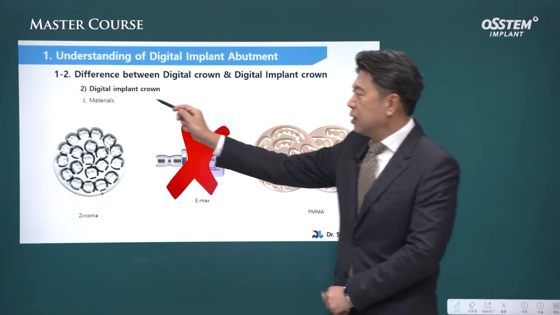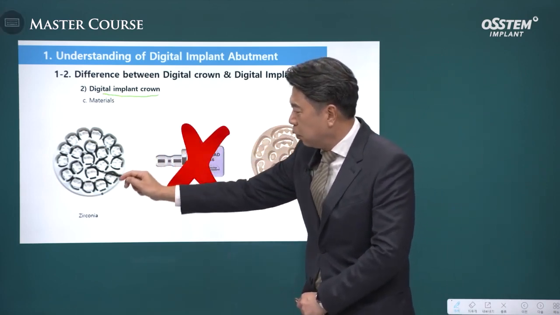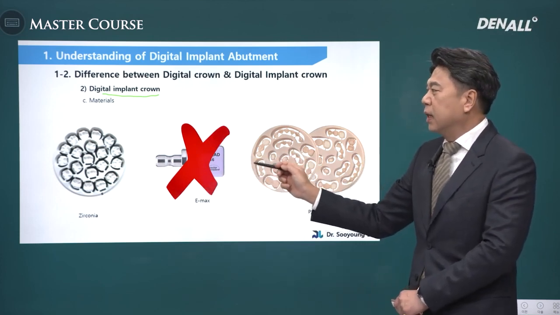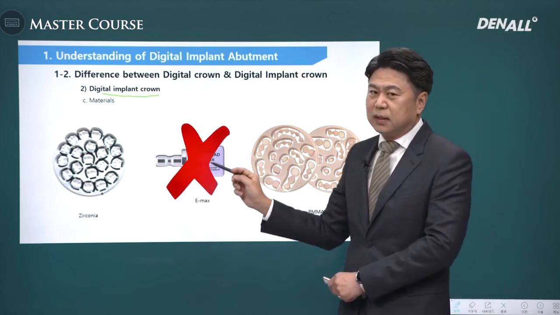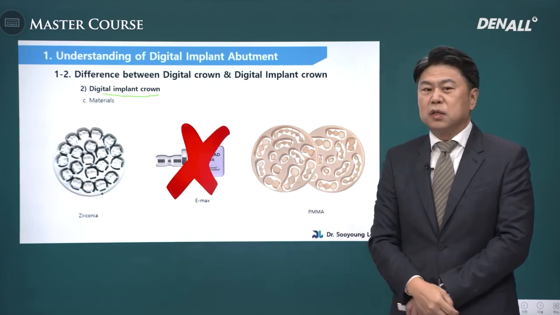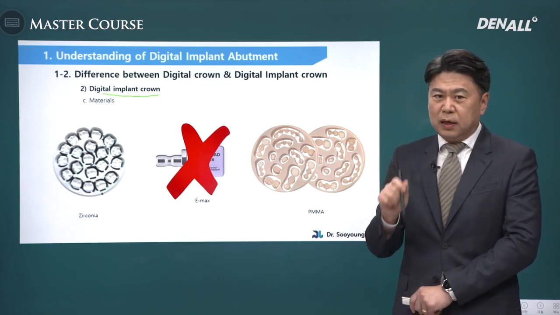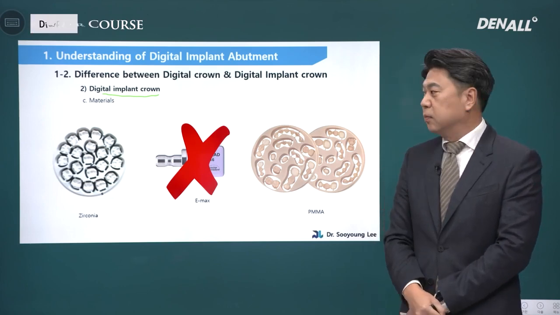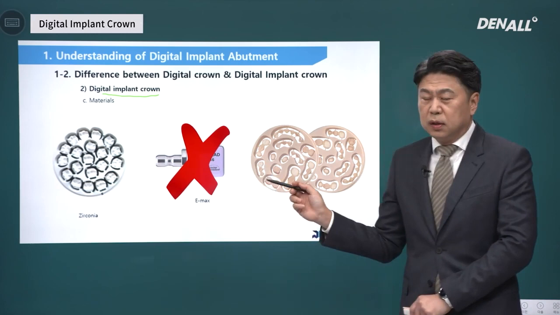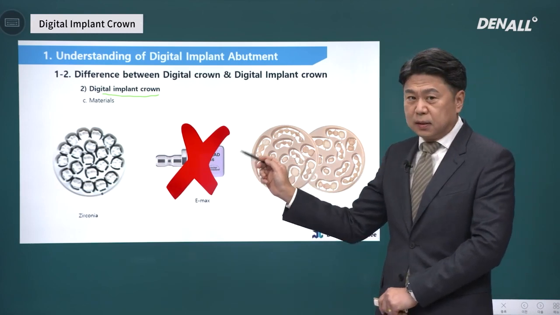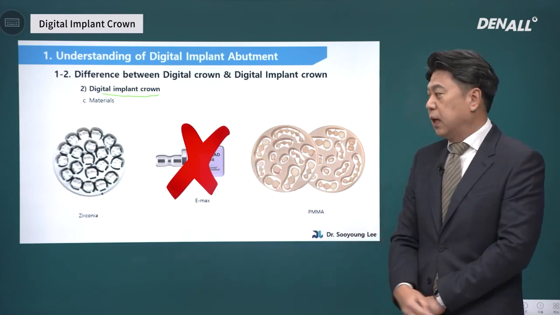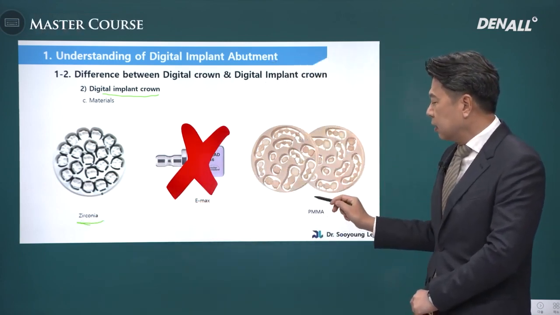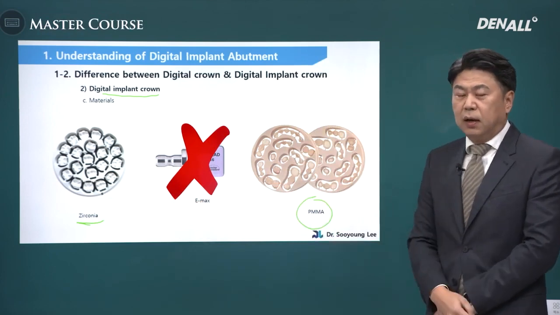For digital implant crowns, these are three materials, but Emax is not really used a lot for digital implant crowns. For digital implant crowns, we need to make screw holes for the screw-retained type, and the material is rather weak, so it is not good for making holes. Usually, zirconia is used in that case. For temporaries, PMMA is used quite a lot.